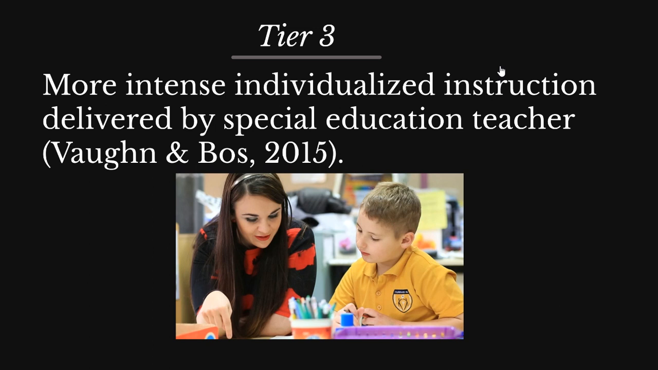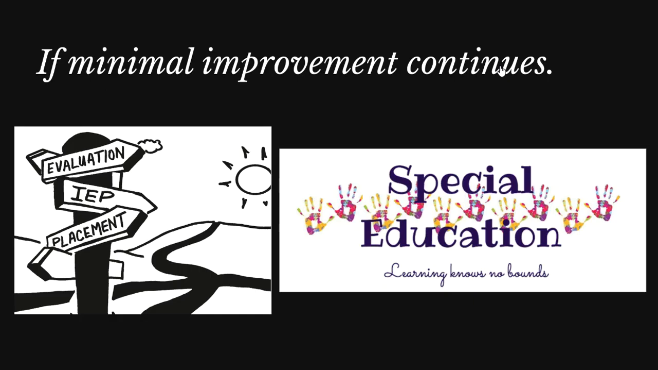In Tier 3, students are given a more intense, individualized instruction, which often consists of students working one-on-one with a highly qualified special education teacher. Although students can also be placed in groups that are even smaller than the Tier 2 groups. Those who still fail to make sufficient achievement at this point are then referred to be evaluated for special education.